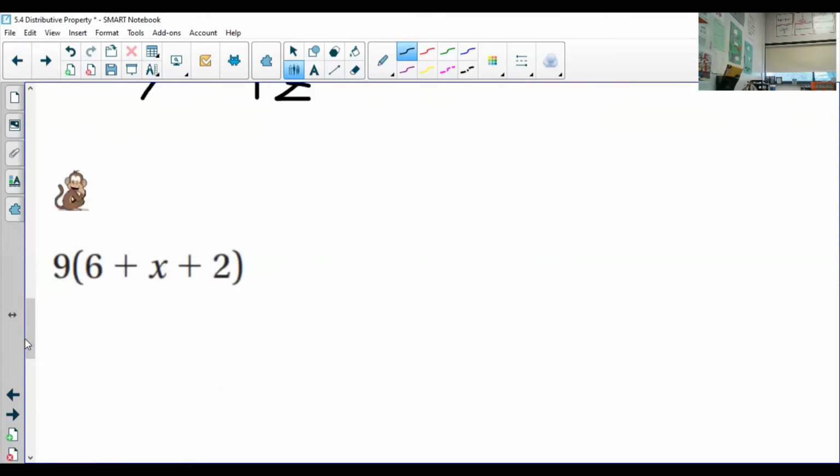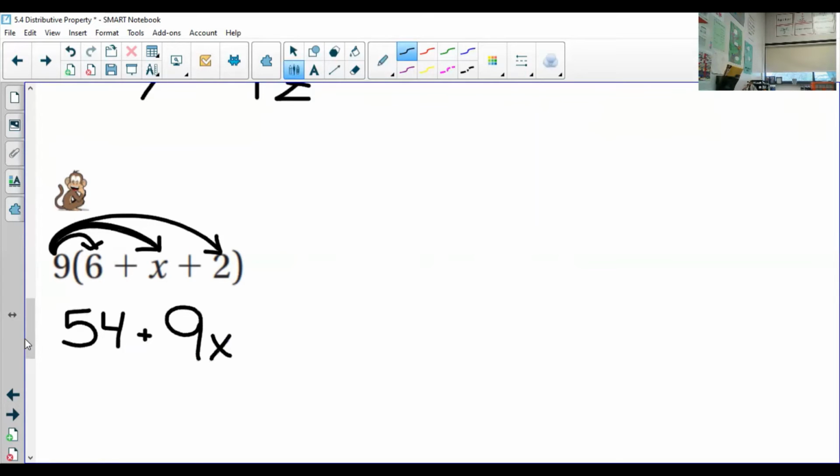Okay, next one. Oh, we've got a bigger one here. Let's look at it. 9 times 6 plus x plus 2. So I'm going to distribute the 9 to each part, which means I have to do it 3 times now because I have 3 parts. So 9 times 6 is 54 plus 9 times x, which would just be 9x, plus 9 times 2, the last part, you can't forget it, is 18.